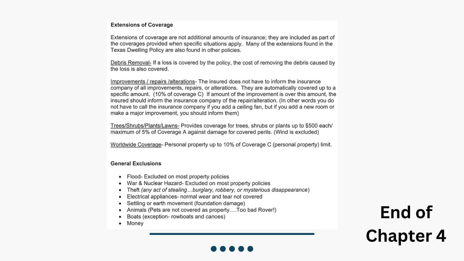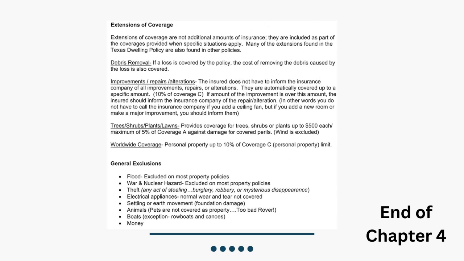Trees, shrubs, plants, lawns. Provides coverage for trees, shrubs or plants up to $500 each. Maximum of 5% of coverage A. Against damage for covered perils. Wind is excluded. Worldwide coverage. Personal property up to 10% of coverage C. Personal property limit.